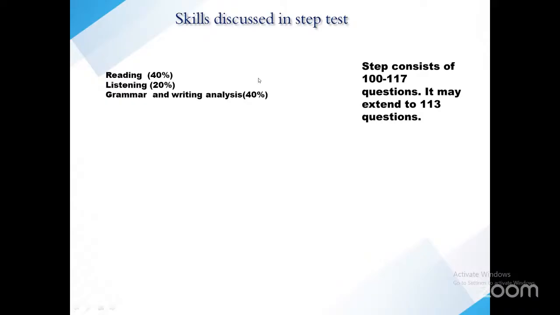The skills that we will discuss in the STEP test here, as you know, this test consists of 100 to 117 questions. So you will have from 100 to 117 questions to finish this test. It may extend to 113 questions.